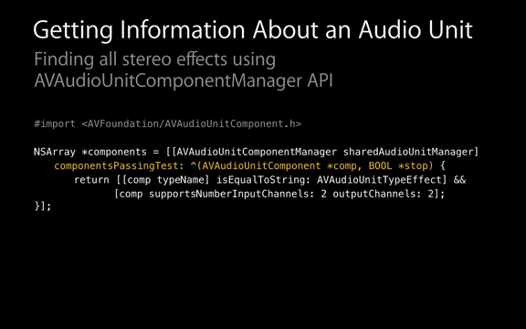And here I'm using the block-based search mechanism to find all components that pass a specific test. In this block, I'm checking to see if the type name of that audio unit is equal to the preset string AV audio unit type effect. And then furthermore, we're checking to see if that audio unit supports stereo input and output. You'll notice there is a stop parameter, so if you wanted to return only the first instance of the audio component matching this criteria, you could return yes, and the stop would stop immediately.